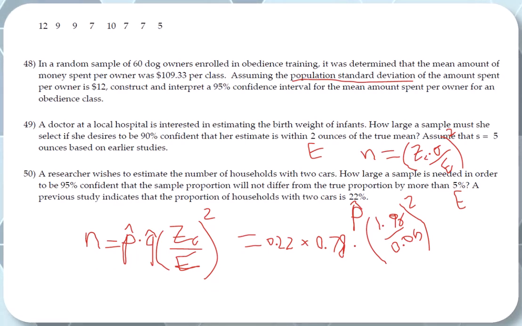Next question. 48. In a random sample of 60 dog owners enrolled in obedience training, it was determined that the mean amount of money spent per owner was... So n is 60 here. X bar is 109.33 per class, assuming that the population standard deviation of the amount spent per owner is $12. So guys, here he's given you the population standard deviation. You must use Z. Construct and interpret a 95% confidence interval for the true mean amount spent per owner for an obedience class. So it's going to be a Z-stat, a Z-test, and we're just going to do that. Okay, let me show you how to do it.